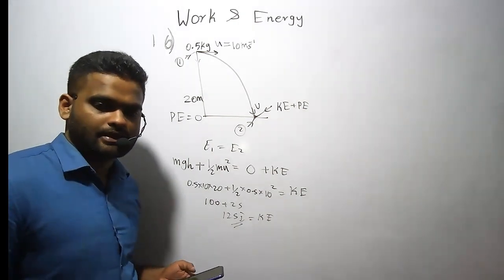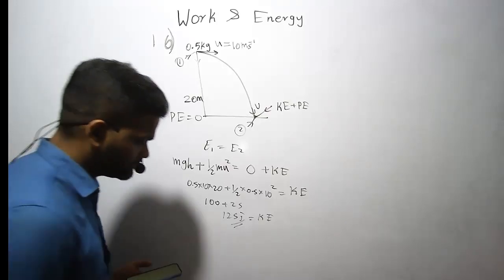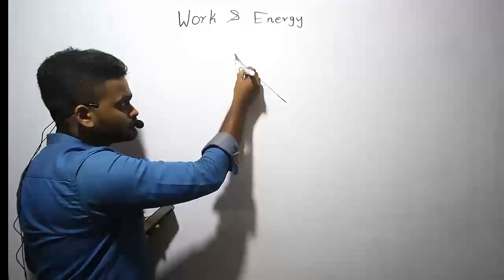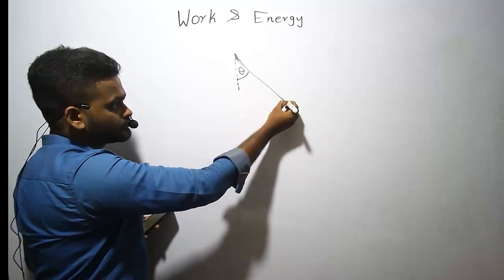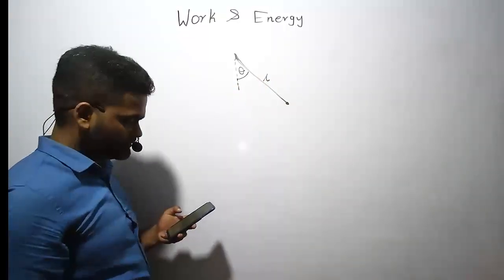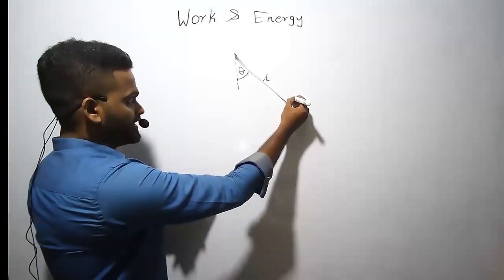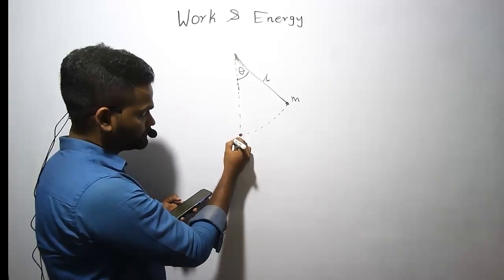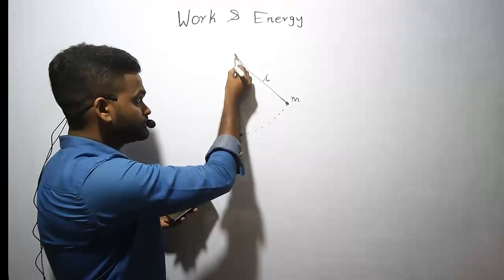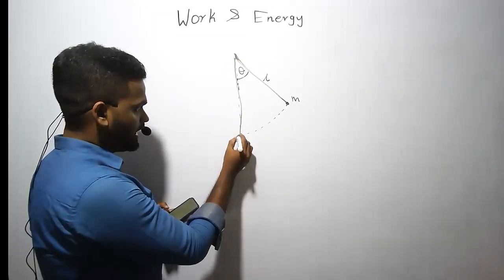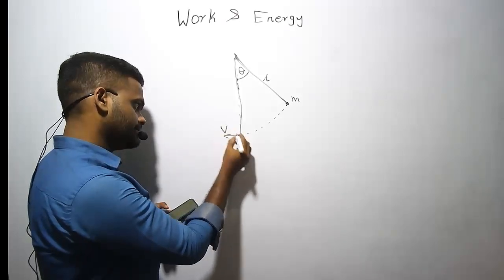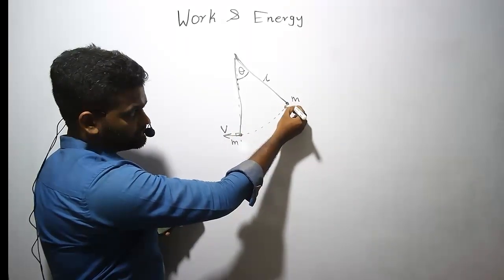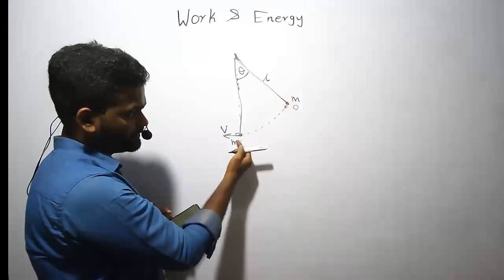Draw a sketch, then try 17. So length is L. Mass simple M. At the bottom, they ask about velocity, V. It is released, right? Here the velocity is 0. Okay, it is released here. What they ask is velocity here, V.